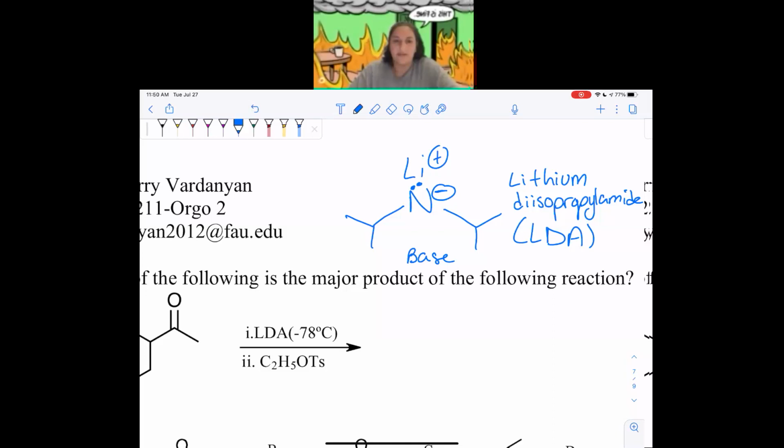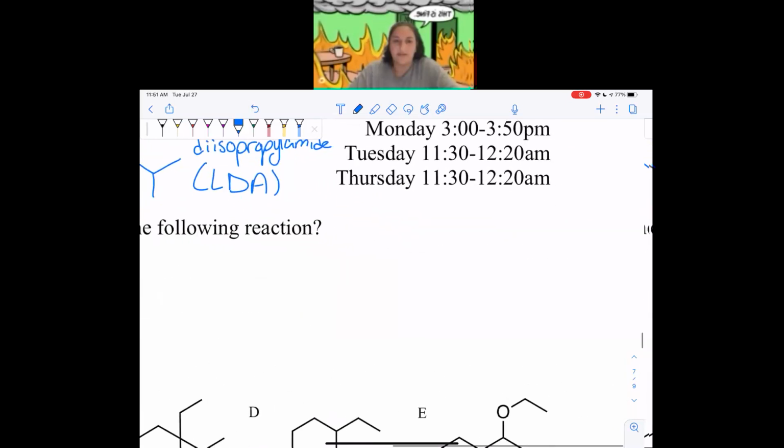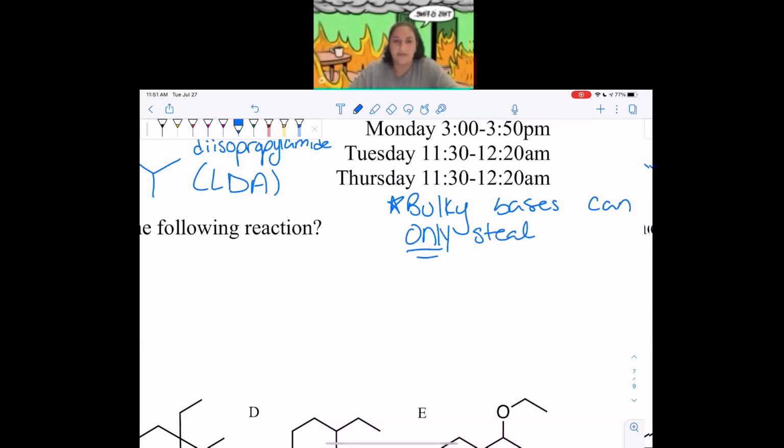If you want to be even more specific, this is a bulky base. So as far as this class goes, this is the only bulky base we're going to talk about. And it is important to note, so important that I'll write it on the side, bulky bases can only steal alpha hydrogen from the least substituted side.